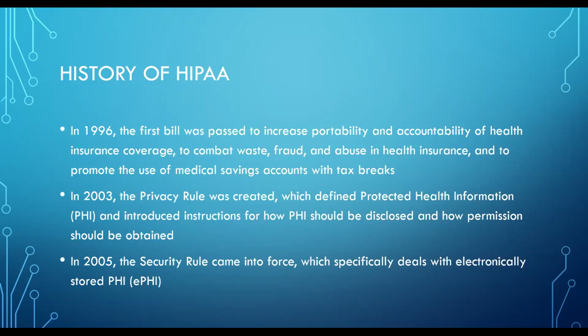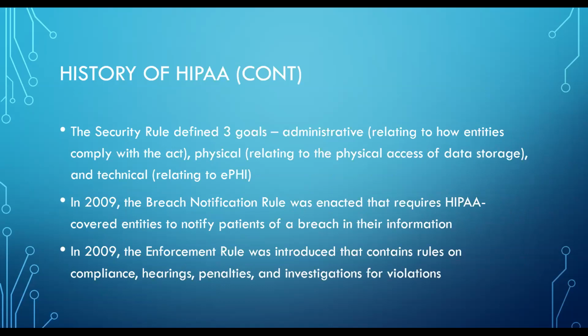The first of which, in 2003, was the privacy rule, which defines protected health information, PHI, and introduced instructions for how PHI should be disclosed and how permission should be obtained. In 2005, the security rule came into force, which deals specifically with electronically stored PHI, which is ePHI. And there's a little bit more about that on this slide.